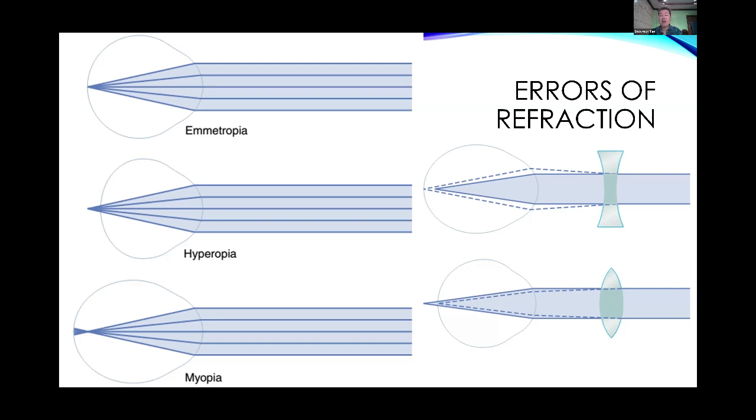So now we have discussed errors of refraction: emmetropia, normal; hyperopia, farsighted, biconvex lens, too short of an eyeball, too weak of a lens system; or myopia, which is your nearsightedness, can be due to a very strong lens system of the eye, too long of an eyeball. So you give your patient a biconcave lens.